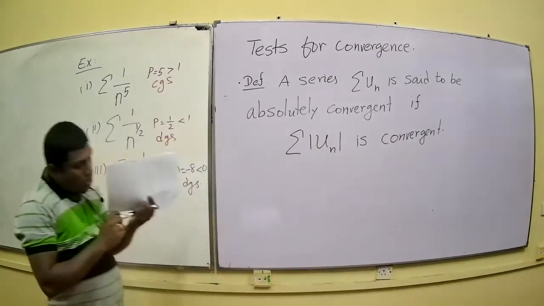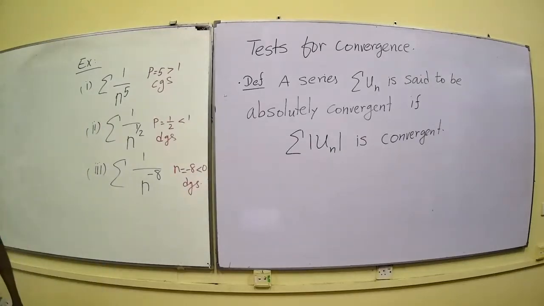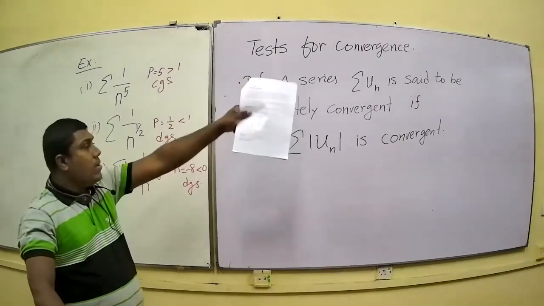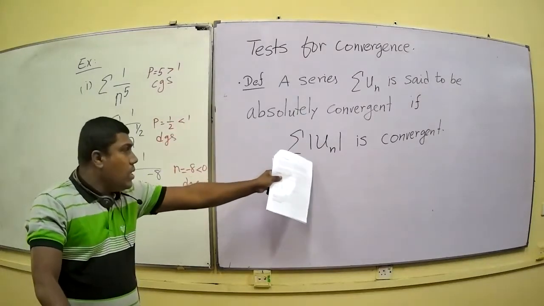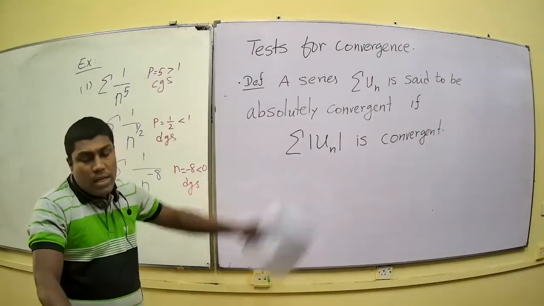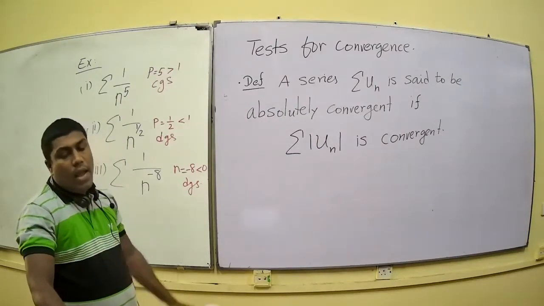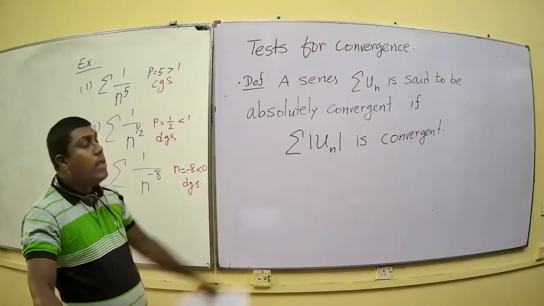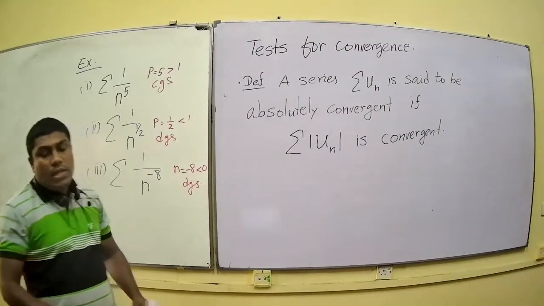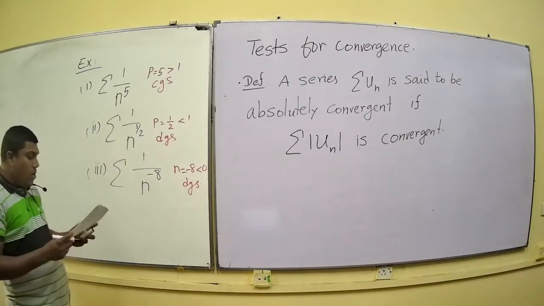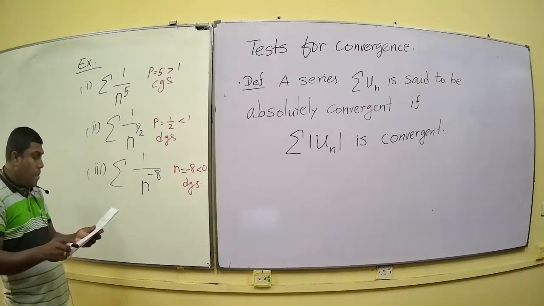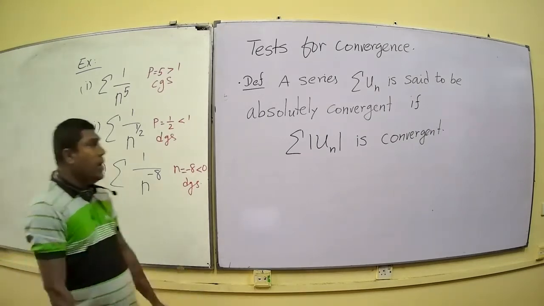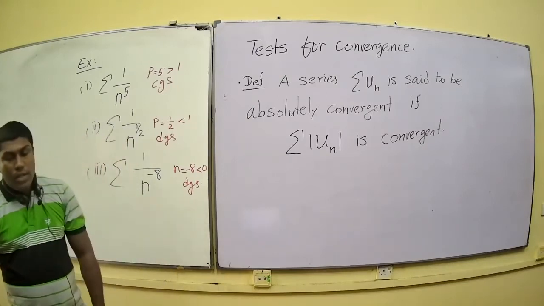So in a series, what you do is you don't look at the convergence of the series itself. You take the absolute value of the terms and then sum them. And if that series of absolute values is convergent, then we say that the original series is absolutely convergent. That is how we define absolute convergence of a series.